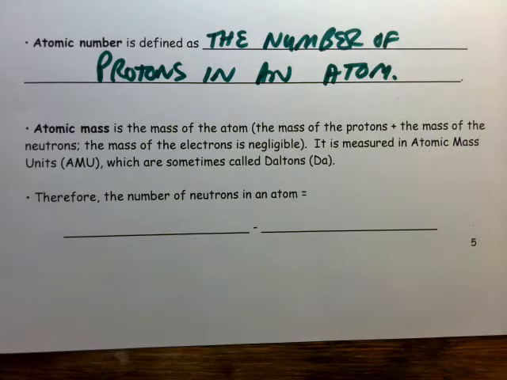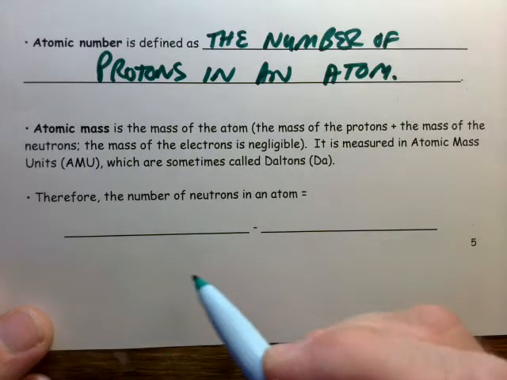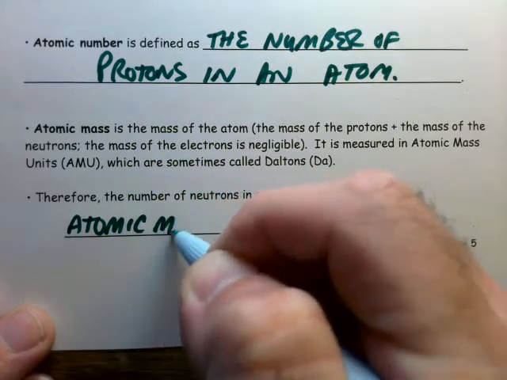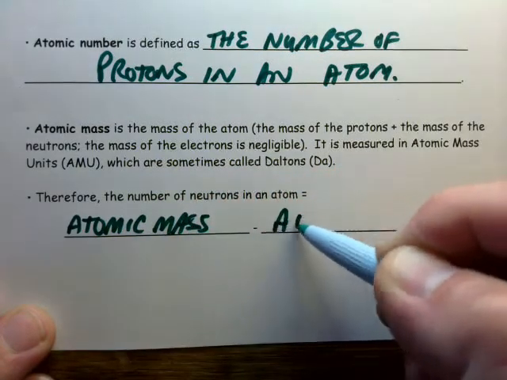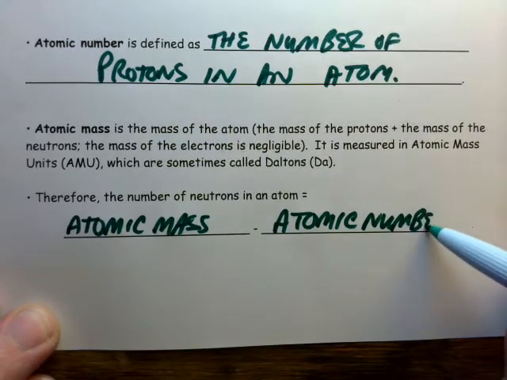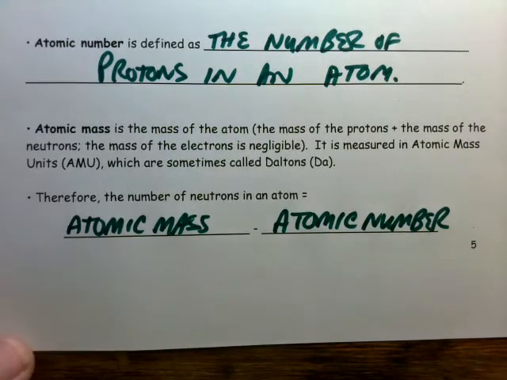So if you want to know the mass, or weight, if you will, of any given atom, just add up the number of protons and the number of neutrons. They each weigh 1 AMU, so just add them up. That's how many AMU the thing weighs. Conversely, if I want to know the number of neutrons, I can simply say, well, the atomic mass minus the atomic number is the number of neutrons.